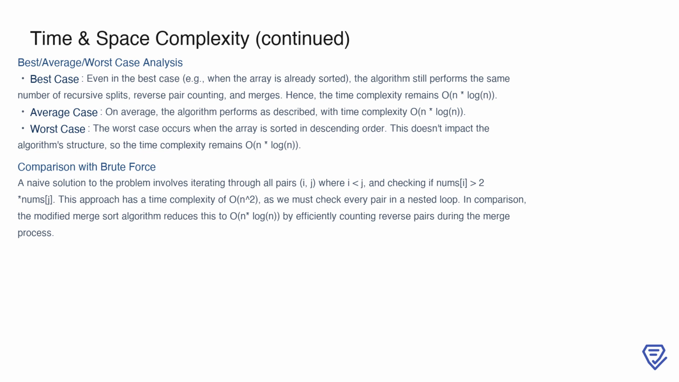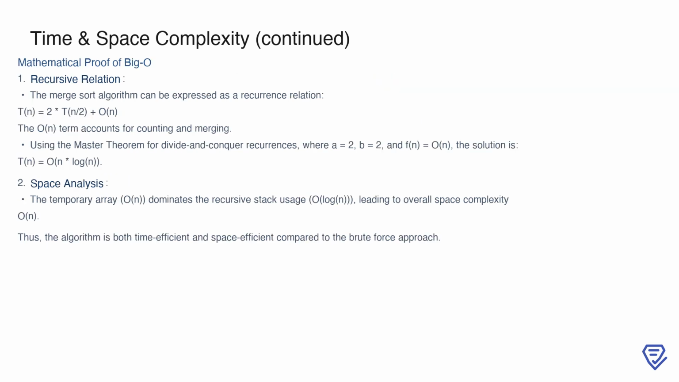When compared to the brute force approach, which checks each pair of elements in a nested loop and has a time complexity of O(n^2), the modified merge sort is significantly more efficient, reducing the complexity to O(n * log n) through its optimized counting during the merge process. To formally prove the time complexity, we used the recurrence relation for the merge sort algorithm, T(n) = 2 * T(n/2) + O(n).